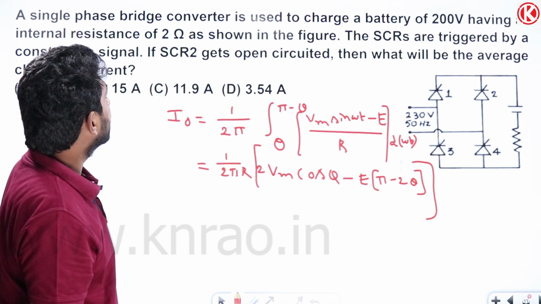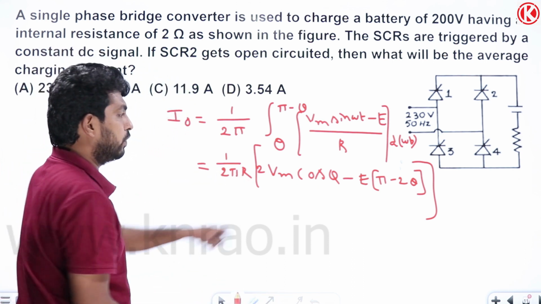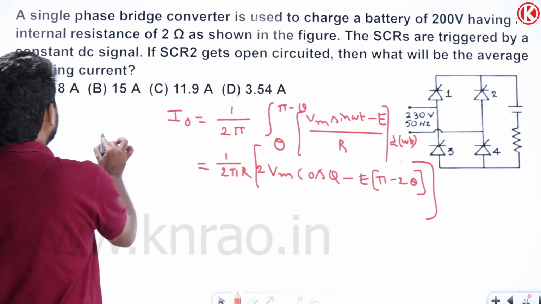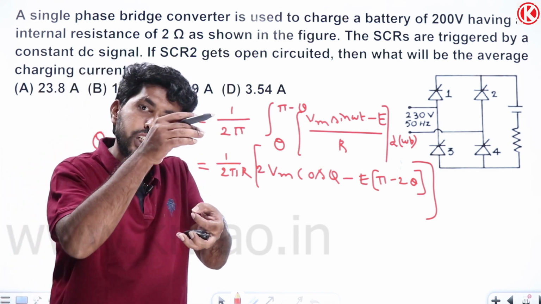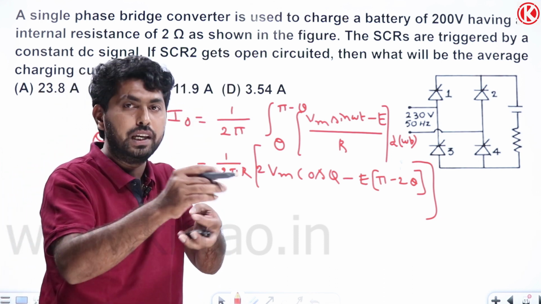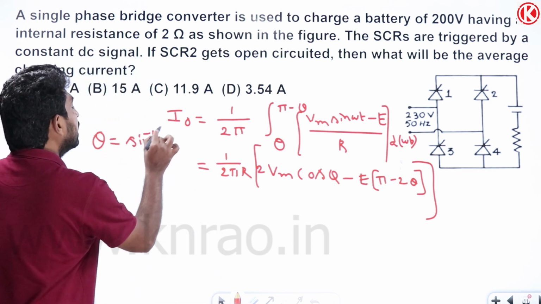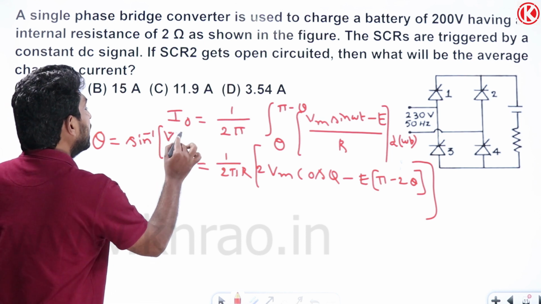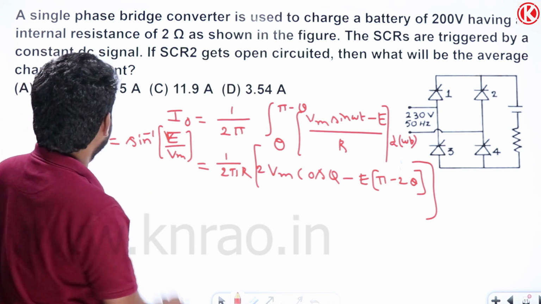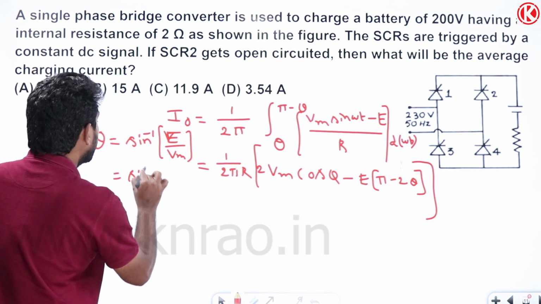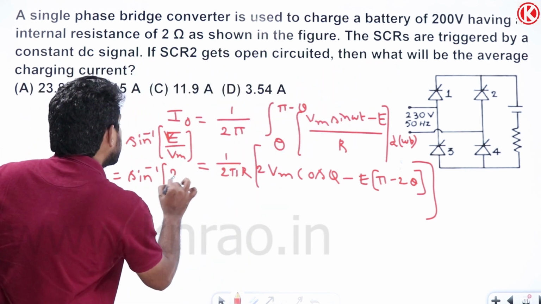So now we got the average current expression. Let me find the theta here, since we don't know the theta value. How can we find theta? When Vm sin omega t approaches E, that is, when Vm sin theta equals E, we get the theta value. So theta equals sin inverse of E by Vm. The E value here is given as 200 volts.